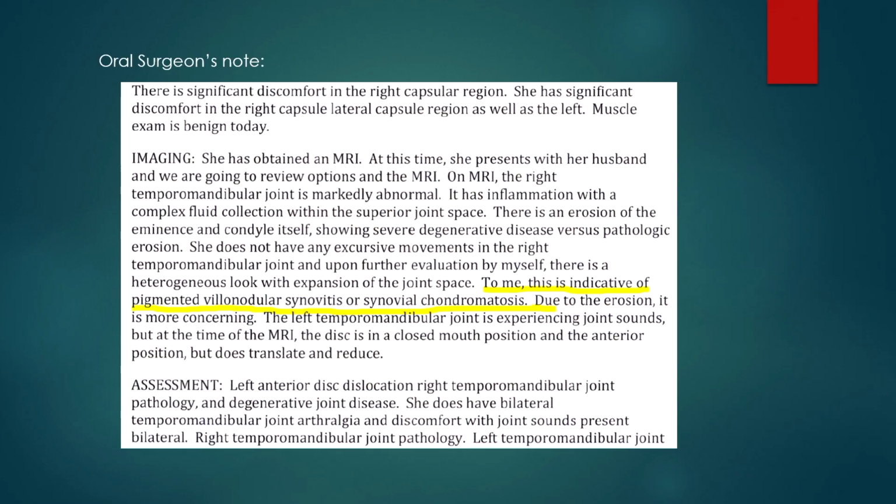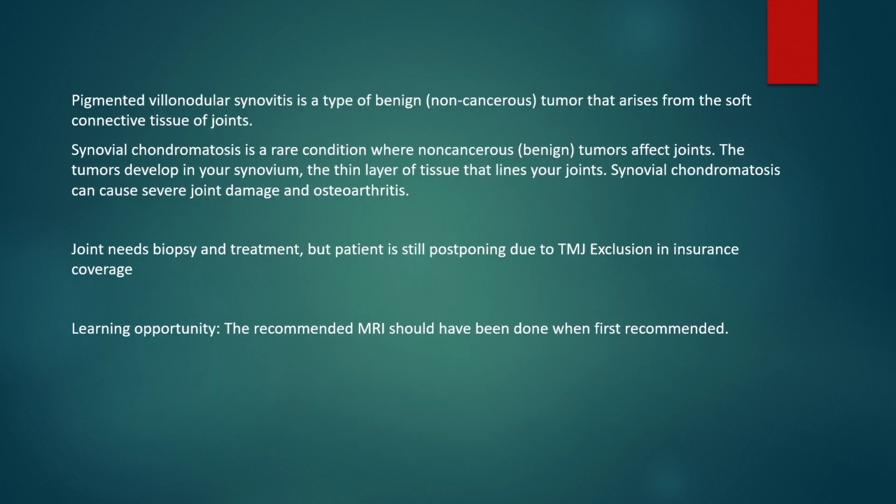So the oral surgeon took a look at it, and he reviewed the MRI himself, and he thought that it looked like pigmented villonodular synovitis or synovial chondromatosis. So basically, she needs to have a joint biopsy. Pigmented villonodular synovitis is benign, but it can arise from soft tissue within the joint. Synovial chondromatosis is more rare, but it can cause severe joint damage.